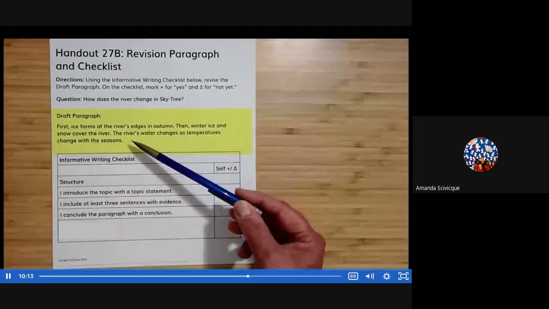Read the draft paragraph with me. First, ice forms at the river's edge in autumn. Then, winter ice and snow cover the river. The river's water changes as temperatures change with seasons.